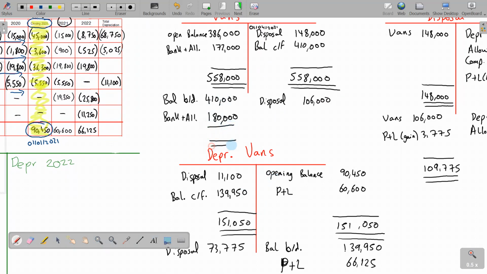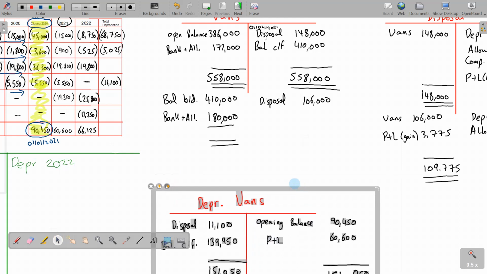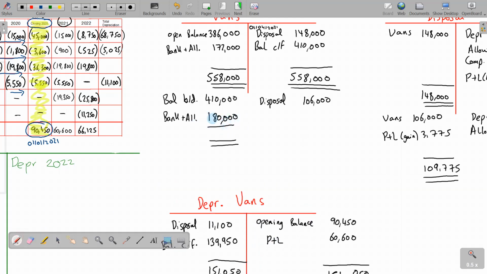Which side is bigger? Well, we know that the credit side will be bigger because whenever we have the asset, it's always coming on the credit side. So 590,000. 590,000 take away 106 is 484,000, which is our new opening balance for 2023.